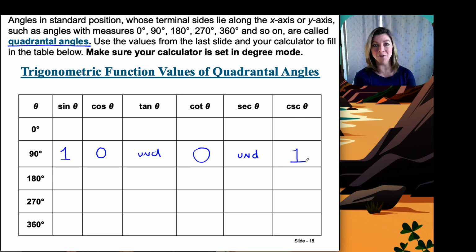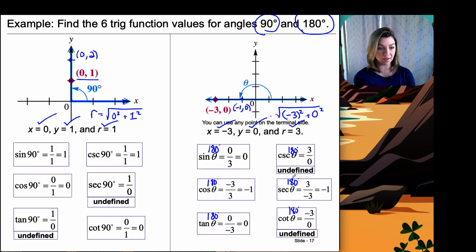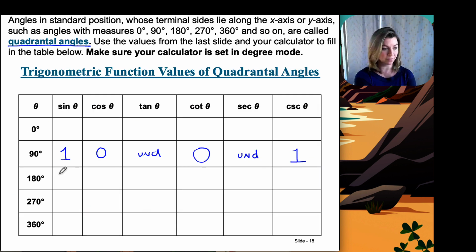All right, we've got one row filled in. Let's do the same thing for the 180 degrees. Look at your last slide. Okay, values are 0, -1, 0, undefined, -1, undefined. All right, we've got two rows filled in.